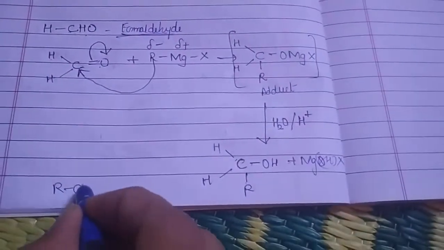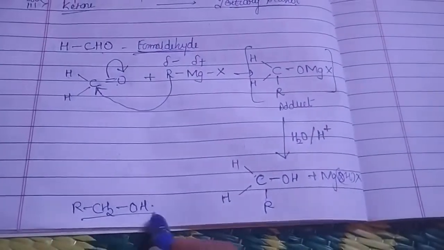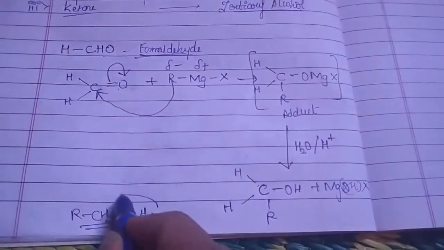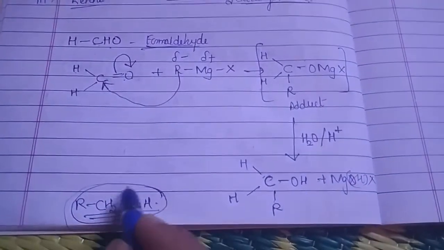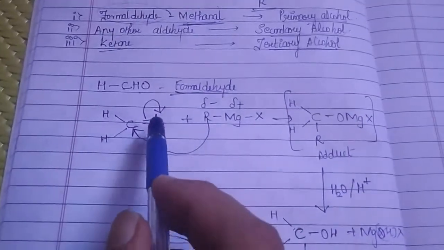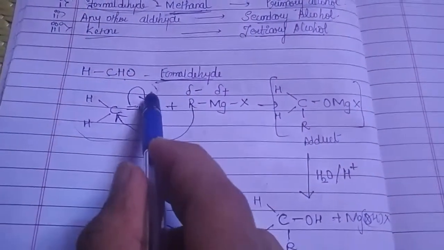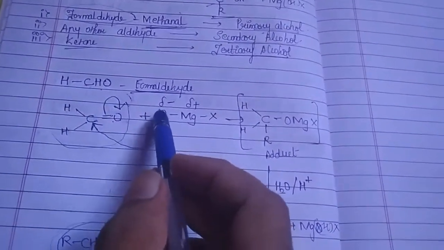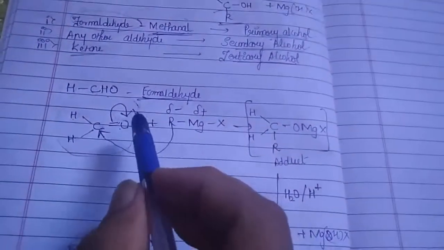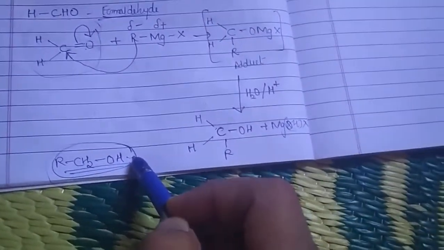So this can be written as R CH2OH. Can you see? So what type of alcohol is it? It is a primary alcohol. So when I got a primary alcohol, I was choosing my aldehyde as formaldehyde or methanal. In many cases they can give you formaldehyde itself, so you should remember the common name. Whenever a formaldehyde is treated with a Grignard reagent, we would be getting a primary alcohol.